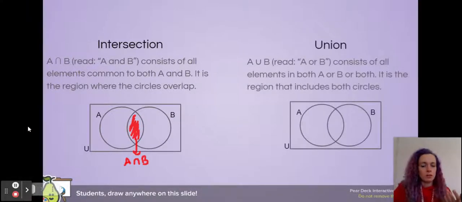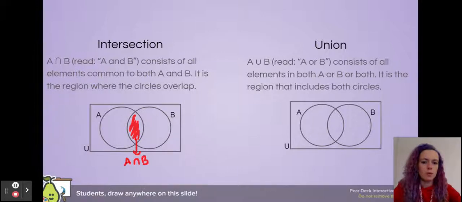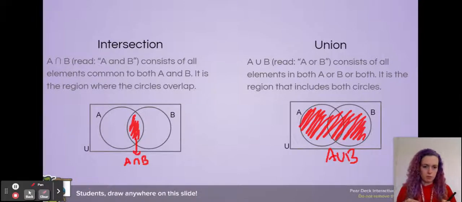Versus the union, which is a U, and you might have seen it as a V instead of a U, but it's read A or B, and it consists of all elements in A or B or both. So it's the region that includes both the circles. So looking at both A and B circles together, including the intersection.